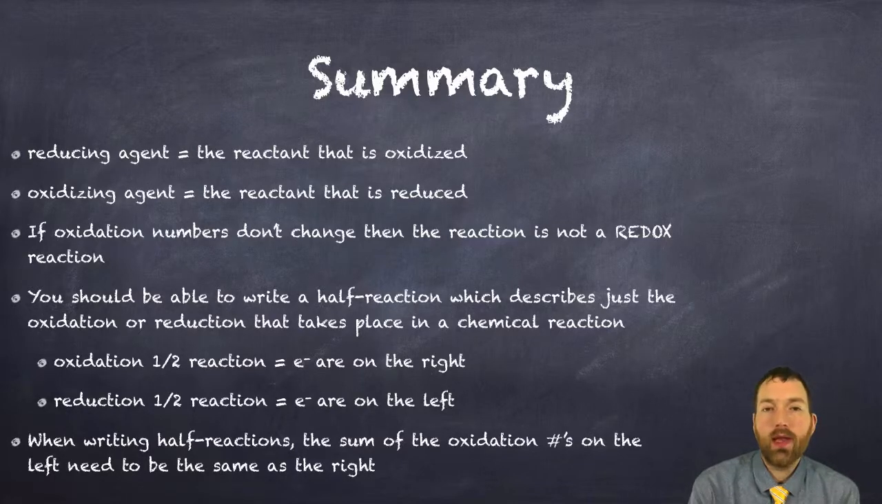You should also be able to write a half reaction, which describes just the oxidation or reduction that takes place in a chemical reaction. In oxidation half reactions, electrons are always on the right because they are lost as products. They are given off in the reaction. In a reduction half reaction, the electrons are always on the left because electrons are gained as reactants. And also when writing half reactions, the sum of the oxidation numbers on the left needs to equal those on the right. So that's a way to double check yourself to make sure you did it correctly.